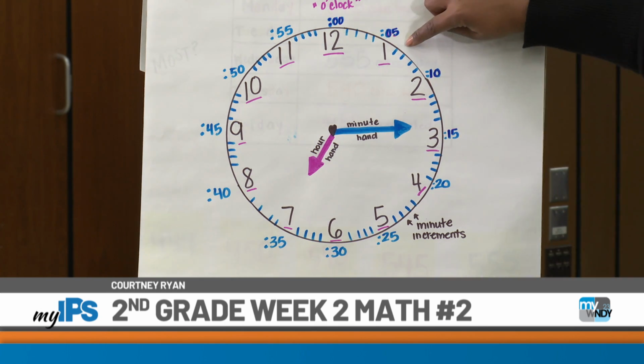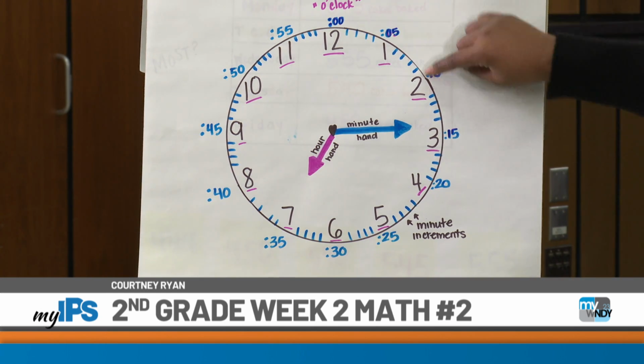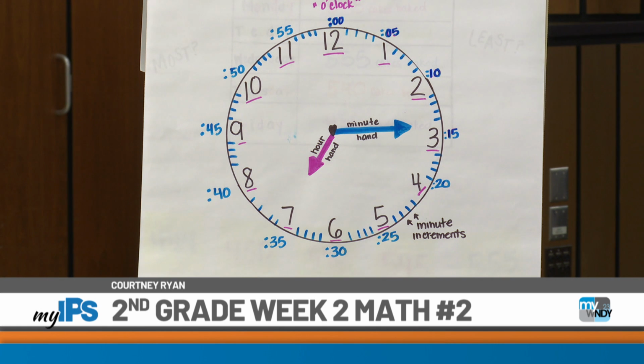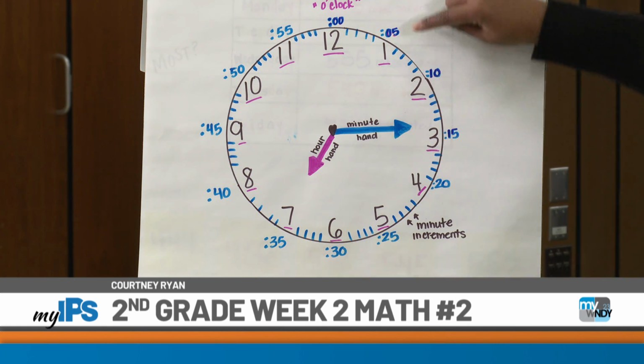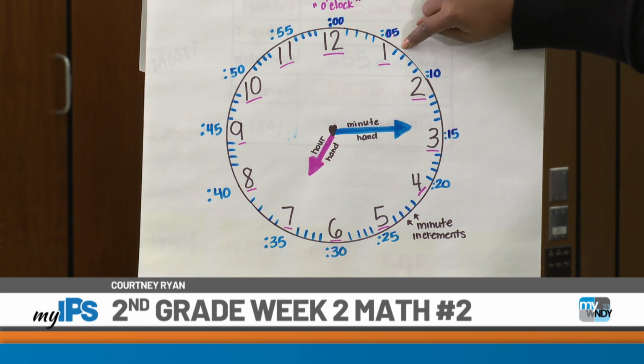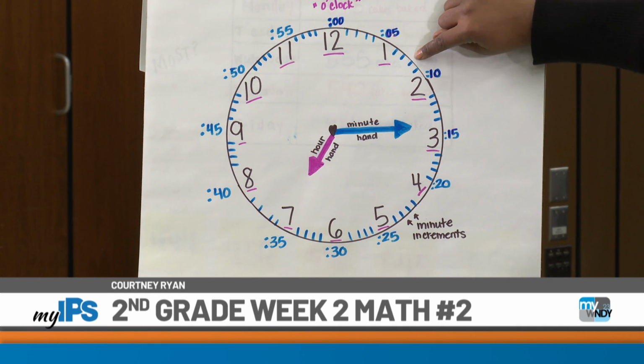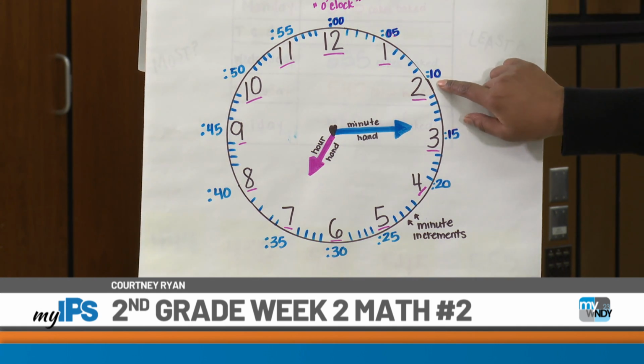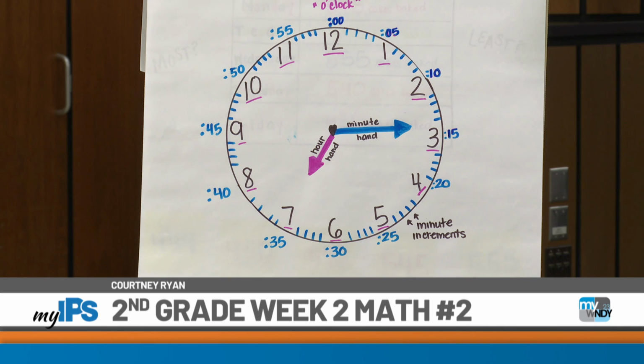I also want to bring attention to these little notches in between each number. These are 1-minute increments. So if we are at 7:05, the next notch is 7:06, 7:07, 7:08, 7:09, and then we get to the 2, which is 7:10.